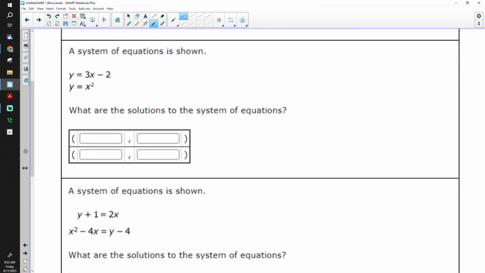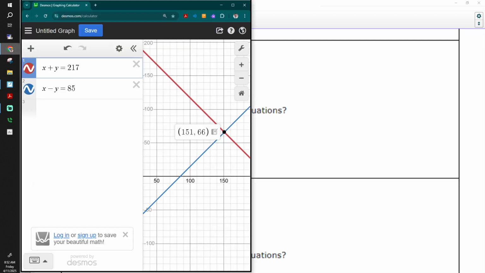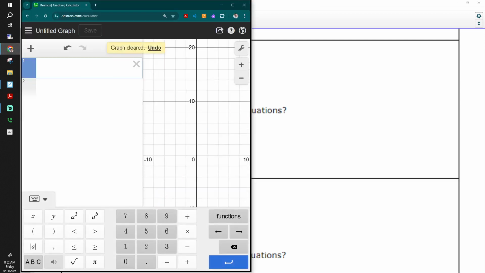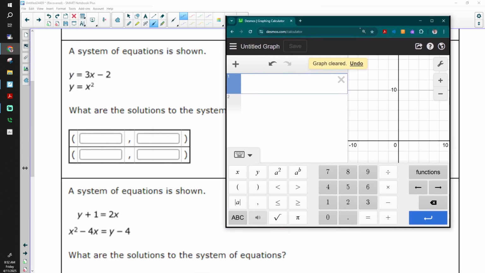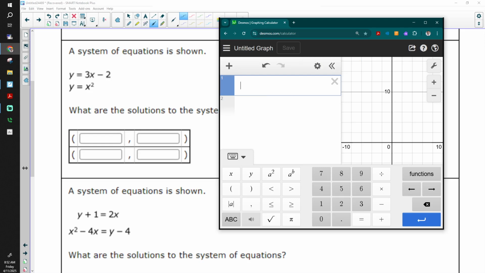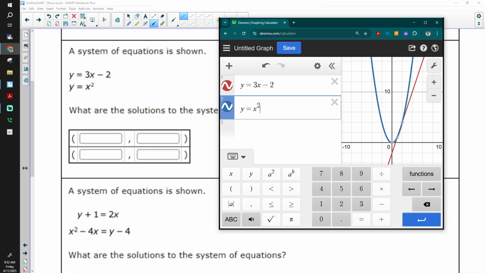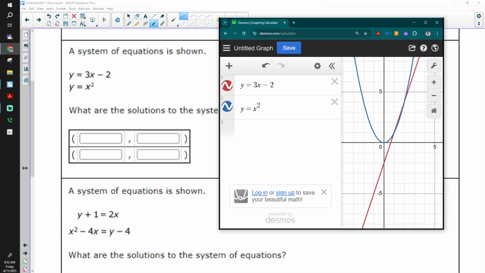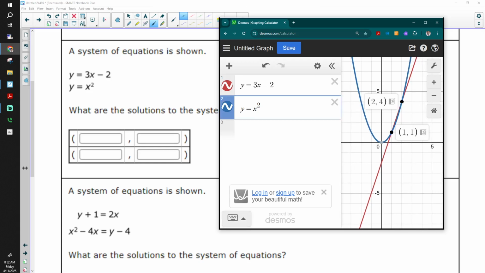A system of equations is shown. What are the solutions to the system of equations? Okay? When we're given two equations, we're plugging them into Desmos. So pull up Desmos, and let's go ahead and type them in. y equals 3x minus 2, and y equals x to the power of 2. Okay, zooming into the graph, I see that they cross 2 times, so we have two solutions to the system, 2, 4, and 1, 1.